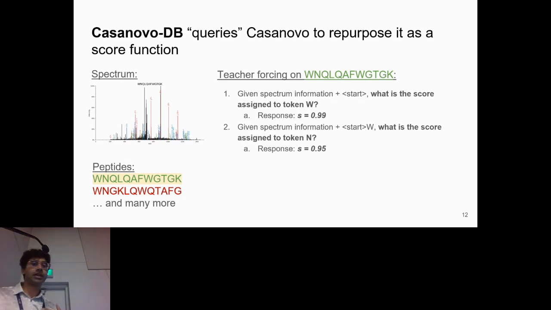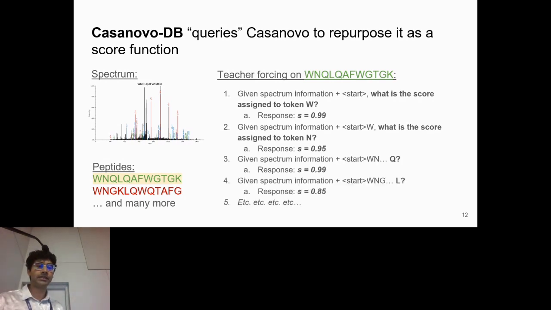And we say, what do you think about N? And it says, oh yeah, I think that also belongs there. I'm going to give it a score of 0.95. And then it's essentially rinse and repeat for the rest of the amino acids in that target sequence. And we get this list of numbers that essentially tells us for each amino acid, how confident exactly is Casanova that that amino acid belongs there in that position, given that spectrum information, right? So that's how Casanova would operate on a target.